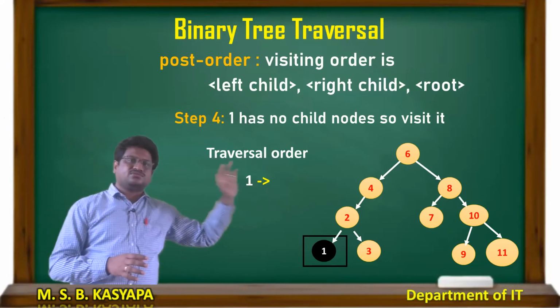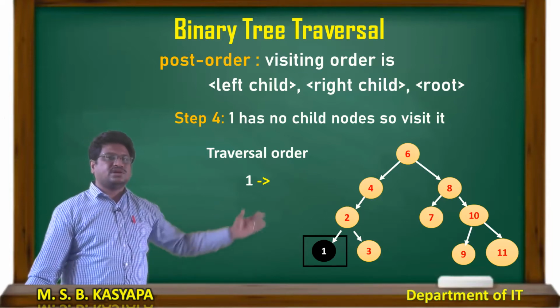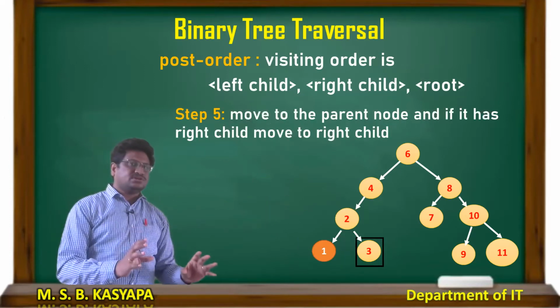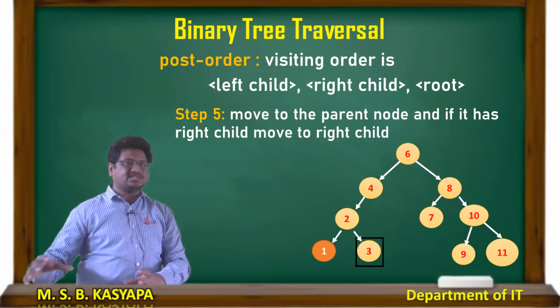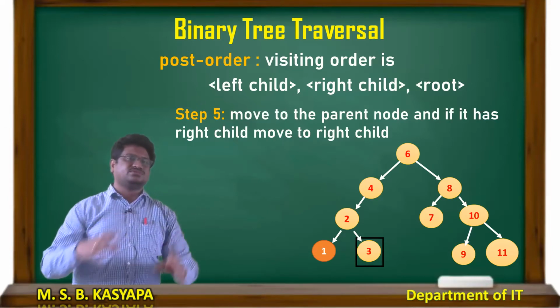Next, since 1 doesn't have any children, I go to the parent of 1, that is 2. But can I visit 2? No, because 2 has a right child. In post-order, I have to visit the right child also before visiting the root.